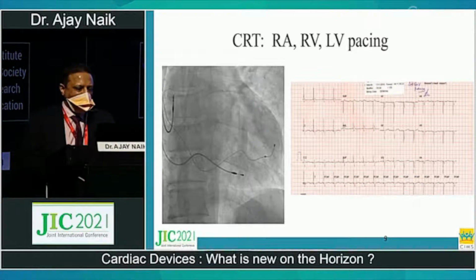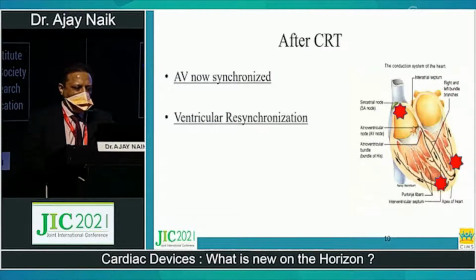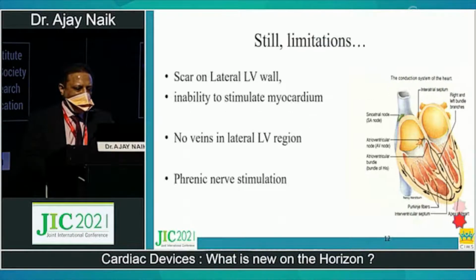So there is a third lead apart from the atrial and ventricular lead. There's a third lead in the LV lateral wall introduced via the coronary sinus into the lateral veins. And now you have a narrow QRS here. So you resynchronize the ventricles. AV sequential pacing is happening, AV is synchronized, RV and LV are synchronized. However, there are limitations too, because you have to put this lead in the vein in the lateral LV.